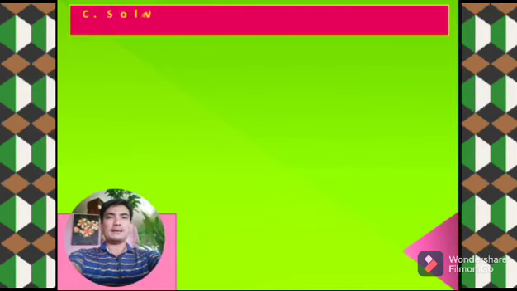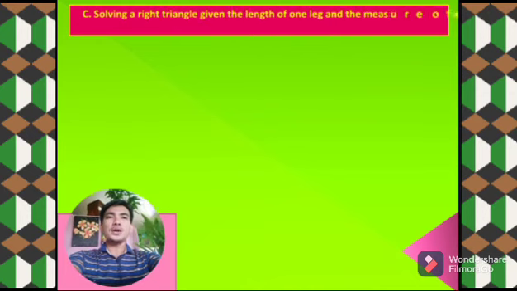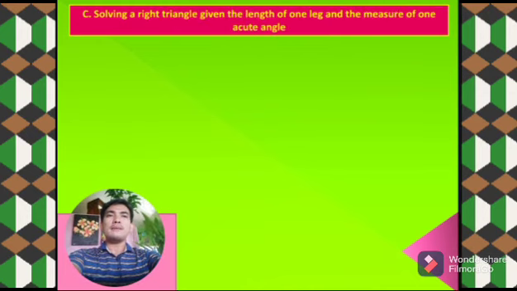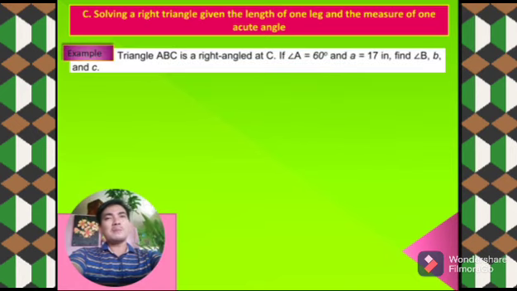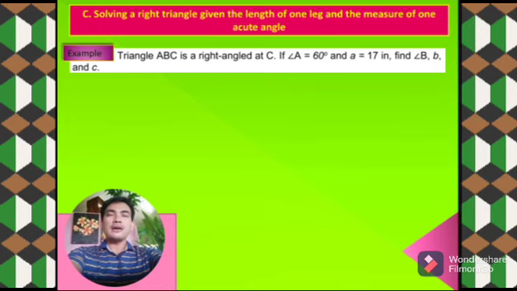Alright. Now let's proceed with the third case. What's in the third case? Solving a right triangle given the length of one leg and the measure of one acute angle. How does it look like? Let's take a look with our example. Okay, so we have here the third example. Triangle ABC is right angled at C. If angle A is equal to 60 degrees, and side A equals 17 inches, we are going to find angle B, side B, and side C.